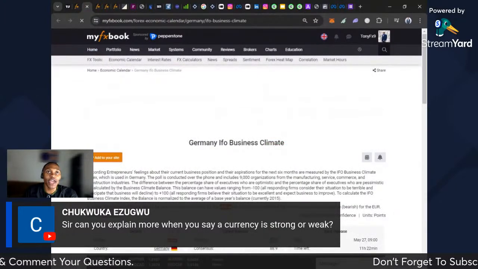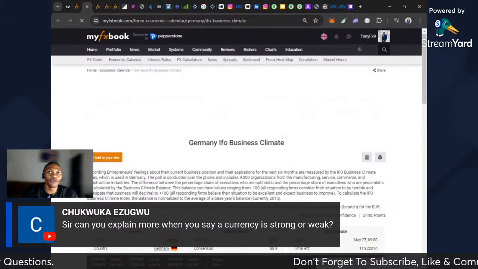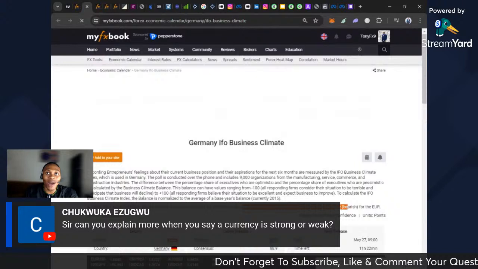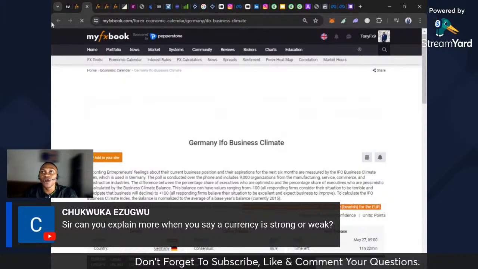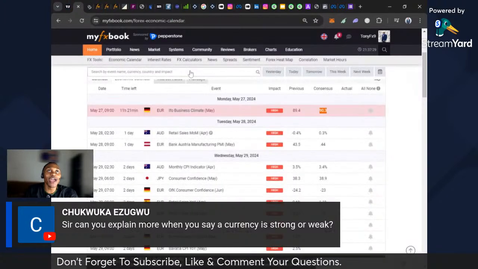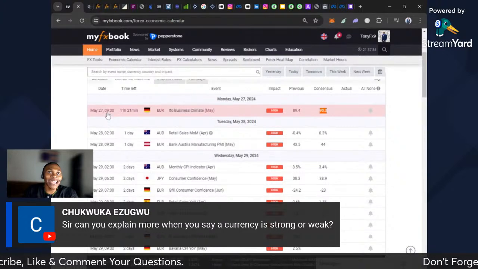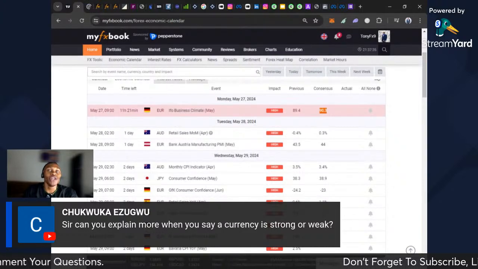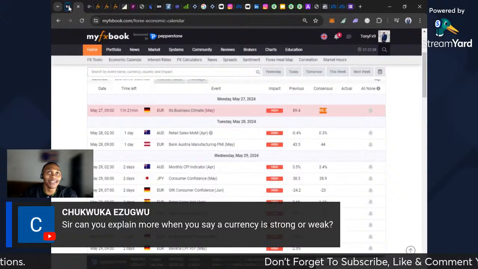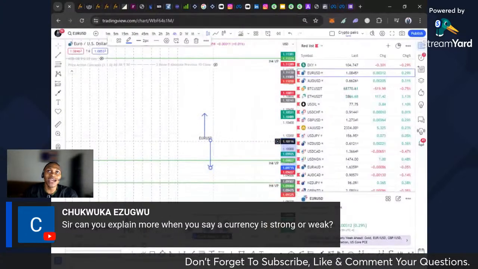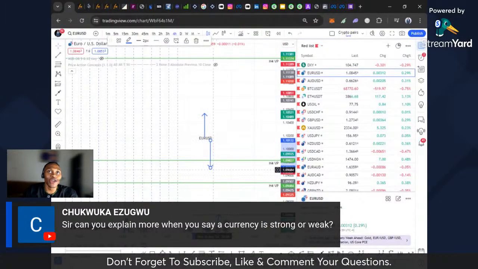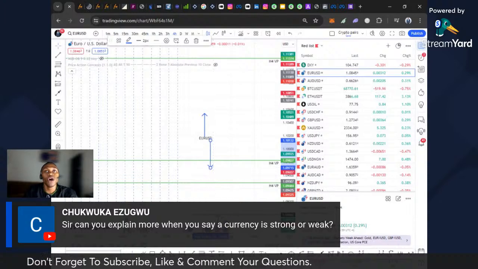A higher than expected figure should be seen as positive for euro, while a lower than expected figure should be seen as negative for euro. So if we see a figure lower than 90.3 by 9 a.m. tomorrow morning on Monday, euro will be weak. So when we say euro will be weak, we're expecting euro USD to sell.